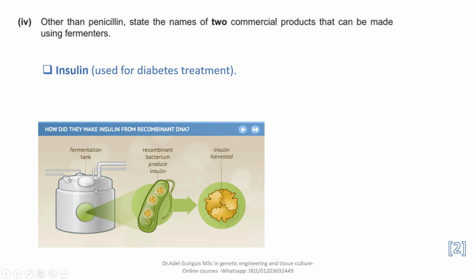to grow inside the fermenter and to produce insulin, where we treat this bacterium with a recombinant plasmid containing the human insulin gene, and the bacteria can produce a lot of insulin hormone inside the fermenter. Insulin is harvested, purified, and then taken as treatment for diabetes.